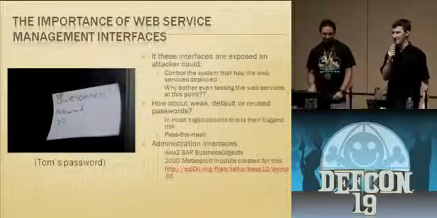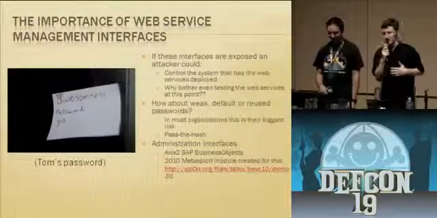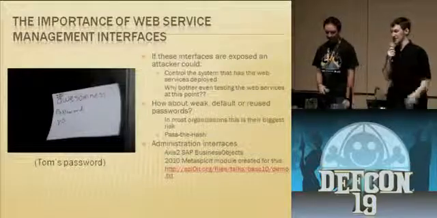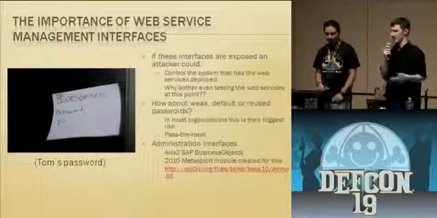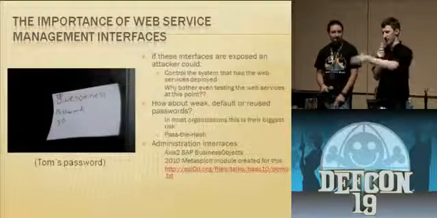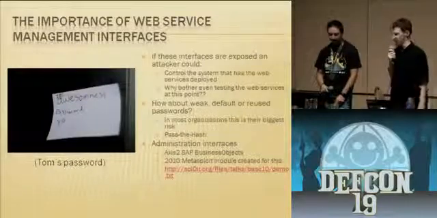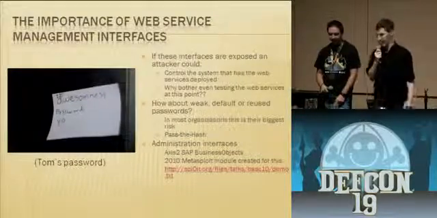So here's Tom's password, because one of the things that we've basically seen in the industry is weak default and reused passwords. From my point of view, for most organizations, that's their biggest risk, right? So when you go in to do an internal pen test, pass the hash is a nice example. You crack one Windows system, reuse the password, and you'll probably compromise the entire domain. That's one thing that we've seen as a very useful vector.